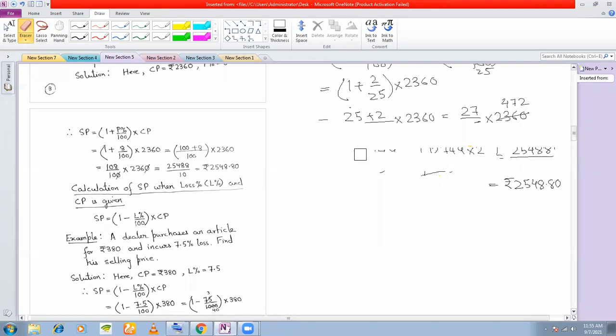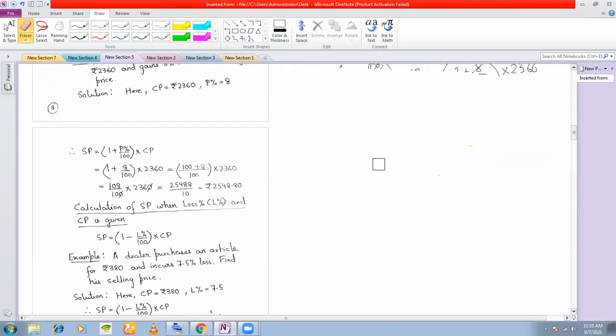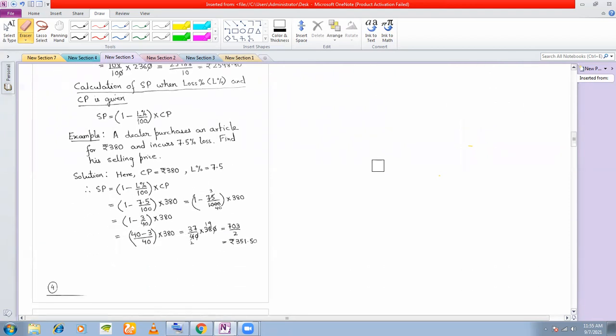We move on to the next question. Calculation of selling price when loss percentage and cost price is given. Okay. Now, if loss percentage is given to you, then how do you calculate? You use the same formula as the profit, except that you give a negative sign here. Okay. So look at this question.